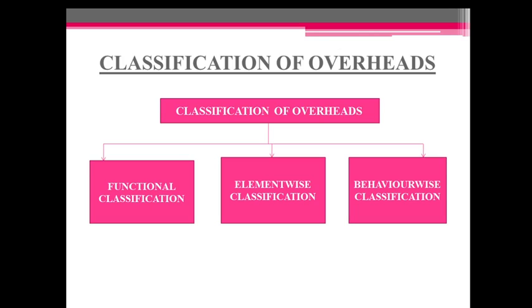Next, classification of overheads. There are 3 classifications. Which are those? Functional classification, element wise classification, and behavior wise classification. These are the 3 classifications. You will understand what the functional classification, element wise classification, as well as the behavior wise classification are.